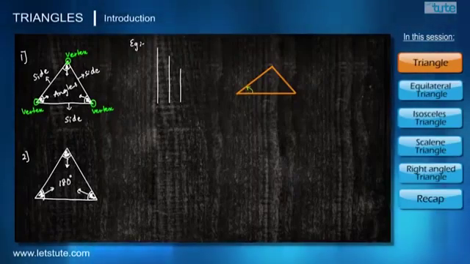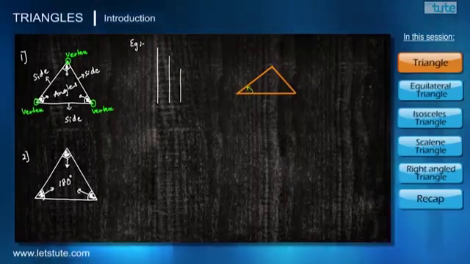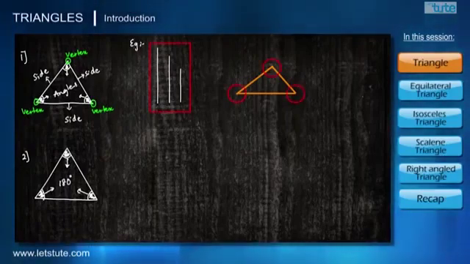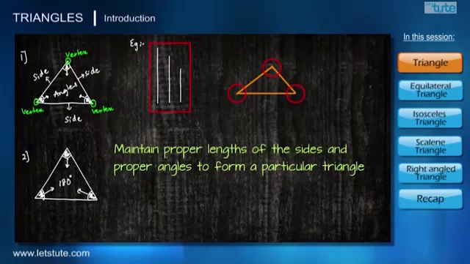From this, what we understand is that we can't make a triangle with just any three lines and any angles. We have to maintain proper lengths of the sides and proper angles to form a particular triangle. So let's play with this property a bit by taking different possibilities.